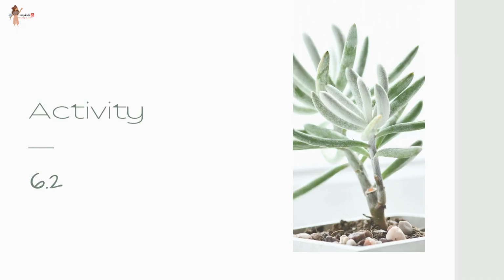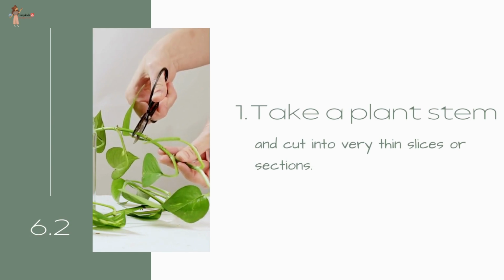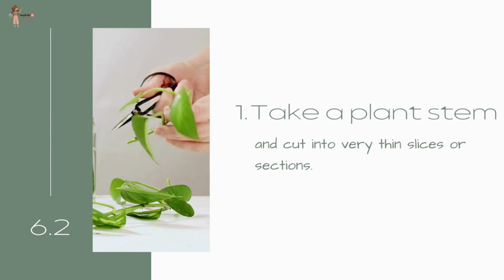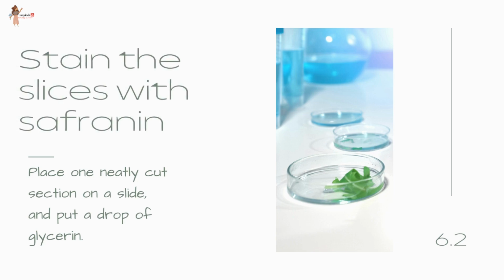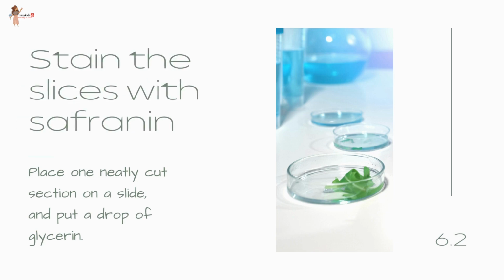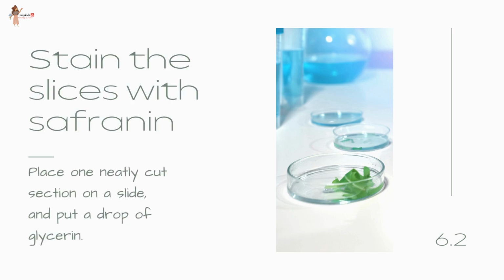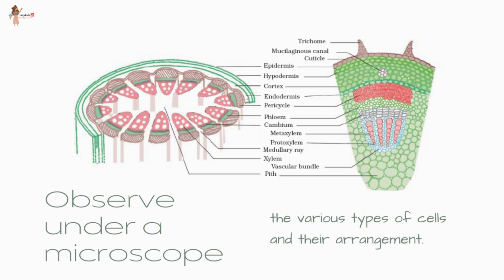Let's perform another activity. Take a plant stem and cut it into very thin slices or sections. Now stain the slices with saffron. Place one neatly cut section on a slide and put a drop of glycerin. Cover with a cover slip and observe under a microscope. The various types of cells and their arrangement can be seen.